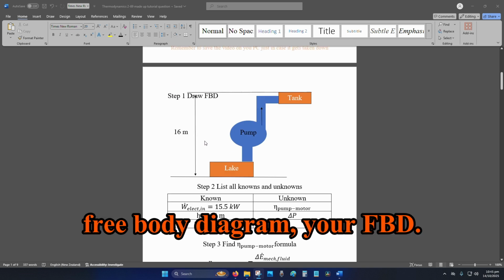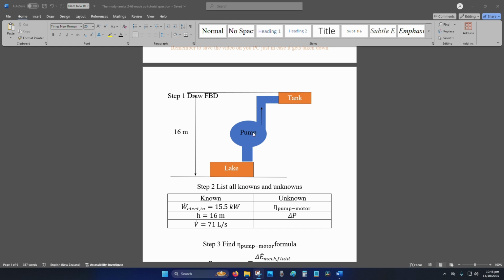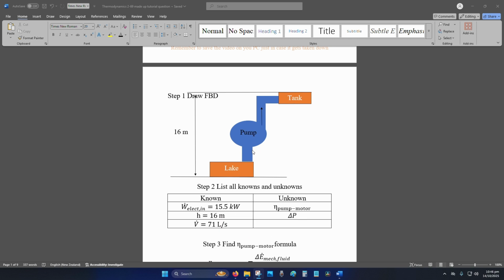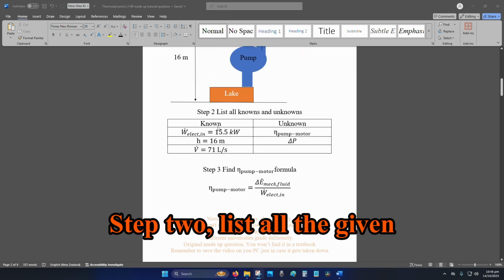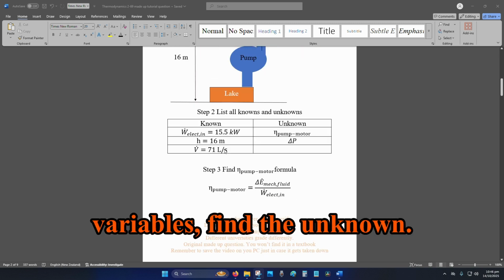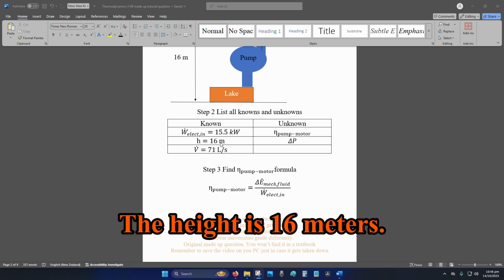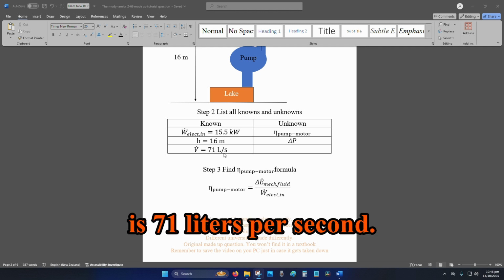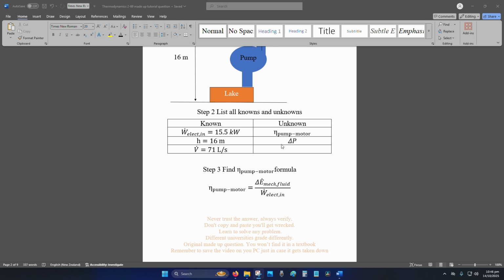Step 1, draw your free body diagram, your FBD. This will help you visualize the problem. So we've got a pump pumping fresh water from the lake to a tank, and it's 16 meters high. Step 2, list all the given variables and find the unknown. So they give us the electric power of 15.5 kilowatts, the height is 16 meters, the volume flow rate is 71 liters per second. We want to find the efficiency and the change in pressure.